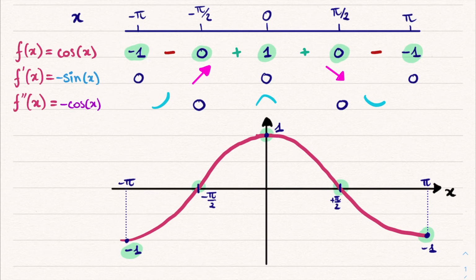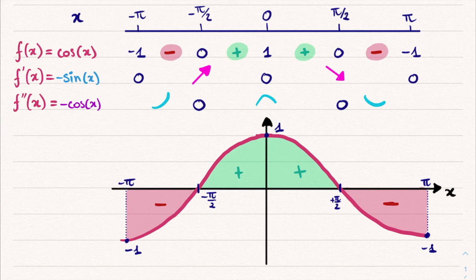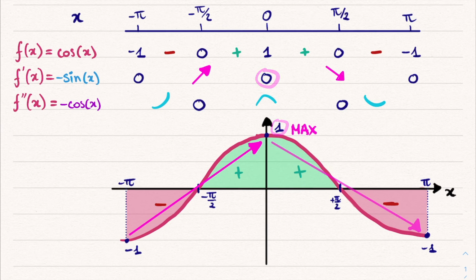We see that indeed it reaches the values minus 1, 0, 1, 0, and minus 1 at the given values for x. We can also identify the regions where it is positive or negative. We see that it increases in the first half of the interval, reaches a maximum at 0, and then decreases again, exactly as we had found.